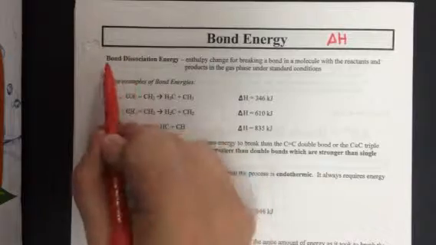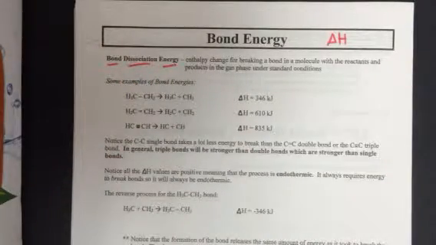So if you take a look at the first definition on there, it's bond dissociation energy, and that's the energy needed to actually break a bond. Every bond requires energy to be broken, even if it wants to be broken. It's always going to require energy to break a bond, just like it would always require energy to break a bone. You have to put energy in.